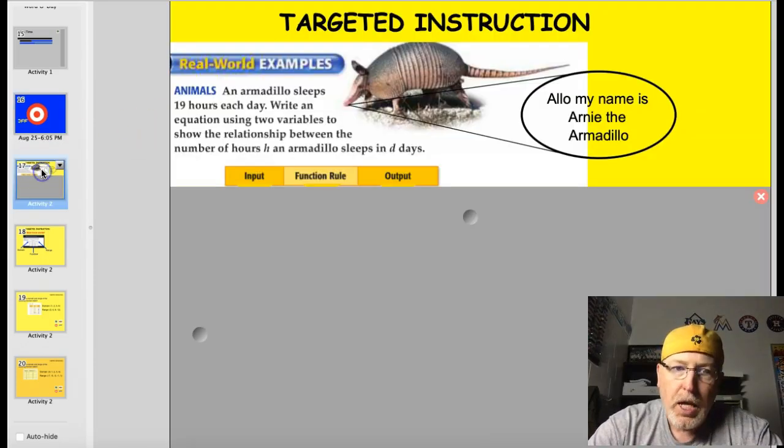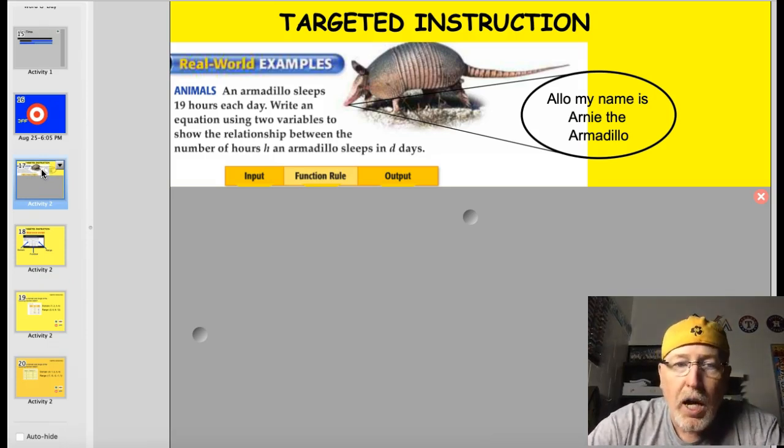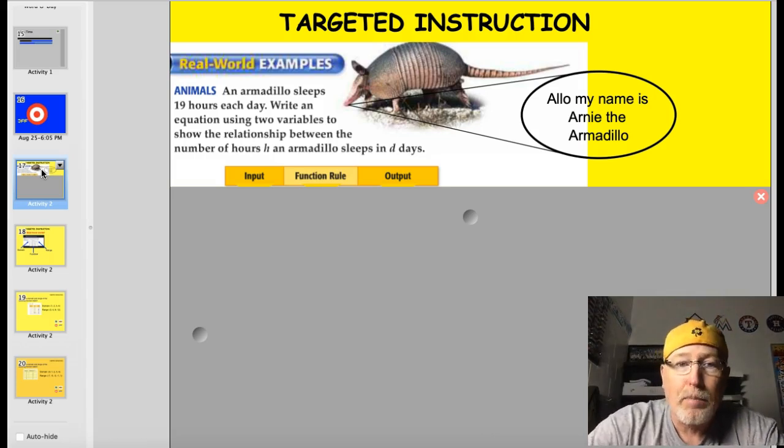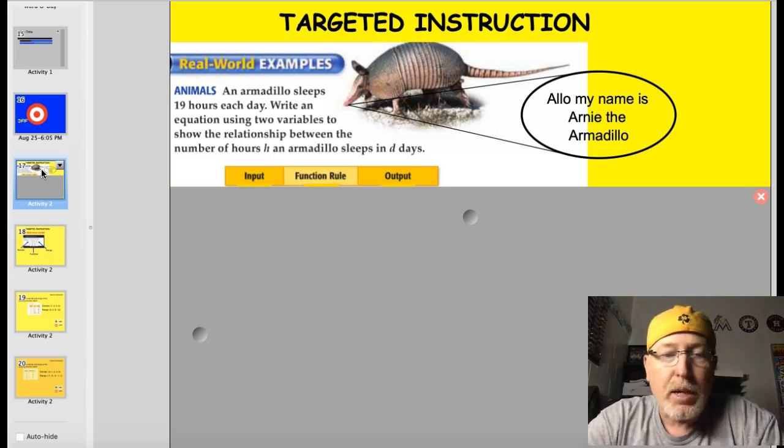Let's do this thing. Hello, my name is Army the Armadillo. Okay, I don't know why I'm doing that, but an armadillo sleeps 19 hours a day. The only reason I put this on there is because I would love to be an armadillo. That's about what I could sleep per day if I wanted to, on a summer day at least.